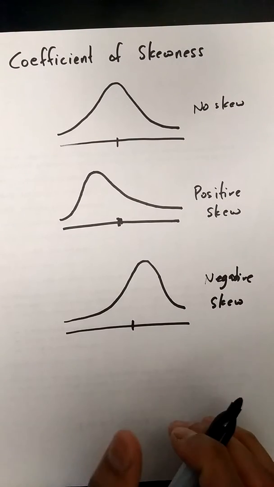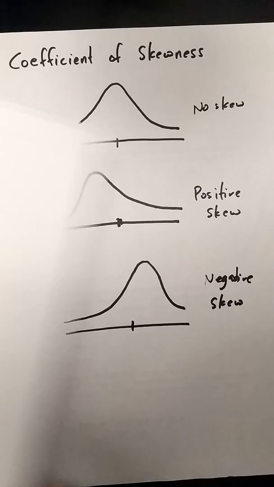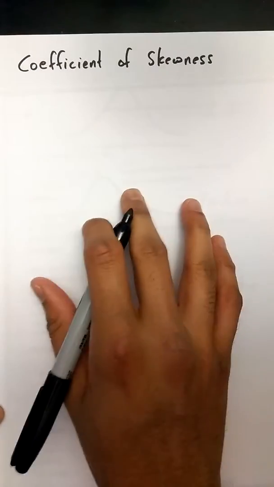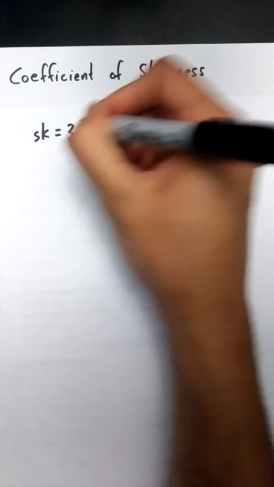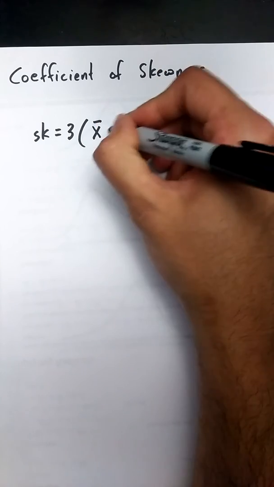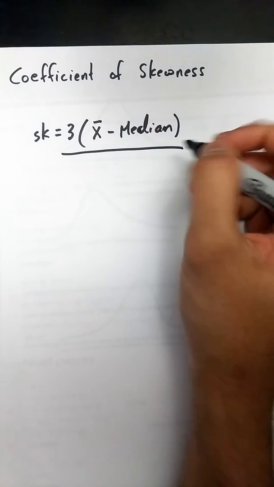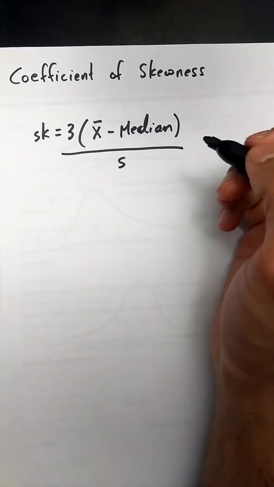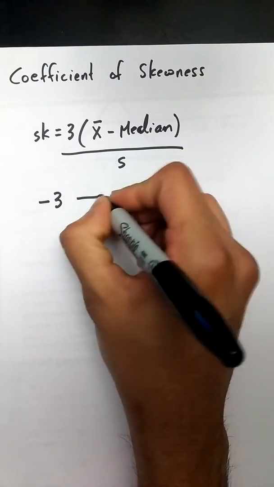Okay, so if we calculate the coefficient of skewness, that should be done by the formula Sk, which stands for skewness, equals 3 times your mean minus your median, divided by your standard deviation. Now in this case, your solution can only be between -3 to +3.